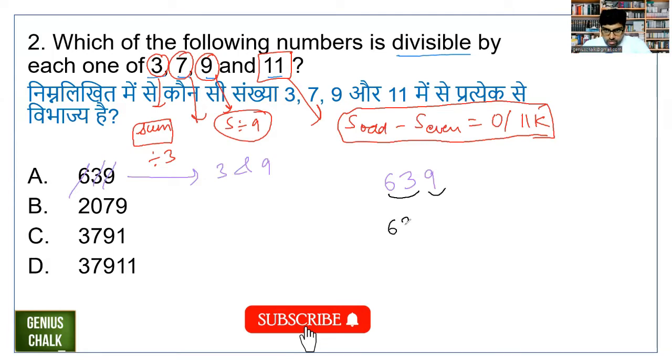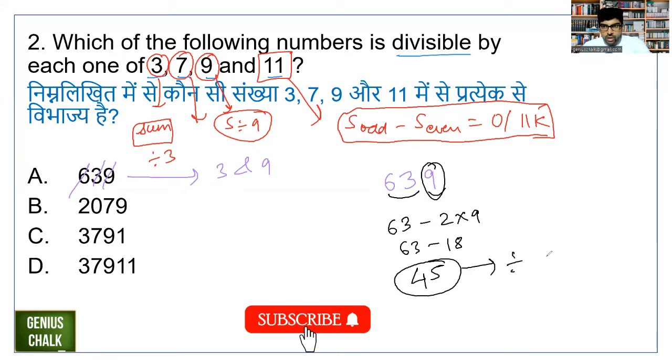What we do, take the first 2 digits and subtract the double of the third. So that is going to be 63 minus 18, because the third number here is 9. If you double it, it will be 18. So this is going to be 13 minus 8, 5, and 5 minus 1, it is 4, 45. You can see 45 is not divisible by 7. So this number is not my answer.